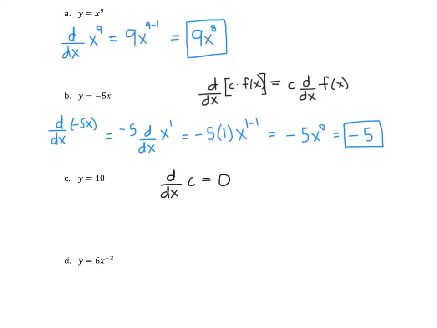And then for part C, we're finding the derivative of the function 10. 10 is a constant function. And as we saw in our notes, the derivative of a constant function is just 0. So the derivative of the constant function 10 is just 0.